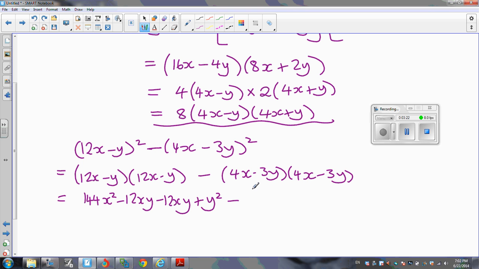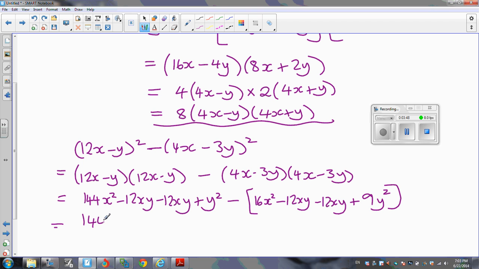I'm then going to take away, so I don't have to worry about the signs, I'm just going to put this in one big bracket for now. 4x times 4x, that's 16x squared. 4x times minus 3y, that's minus 12xy. Then it's another minus 12xy, and then minus 3y times minus 3y is plus 9y squared. Okay, let's start simplifying things.